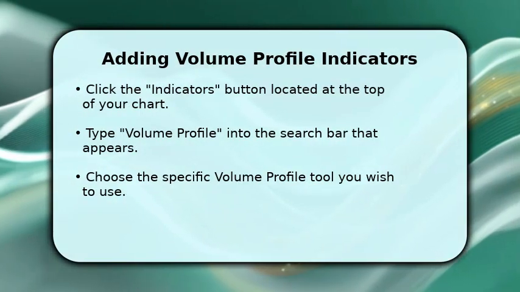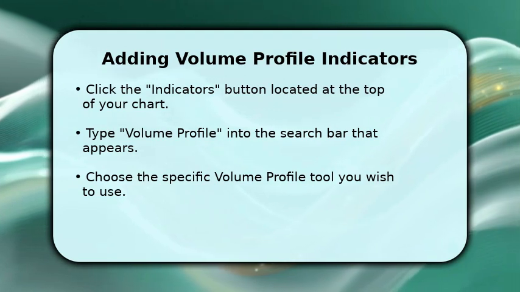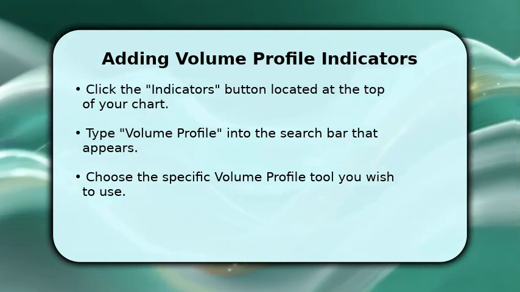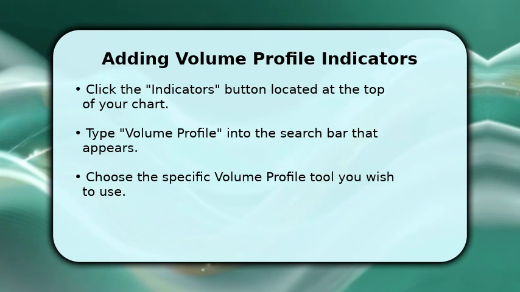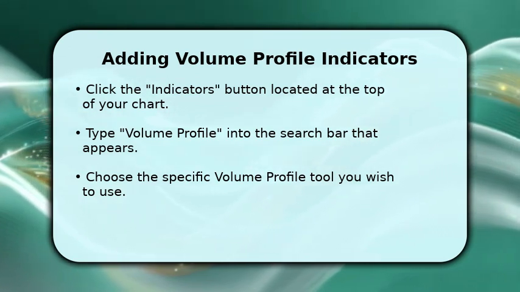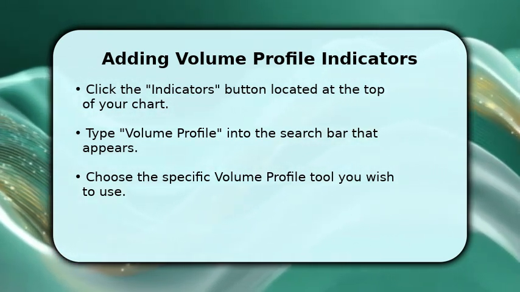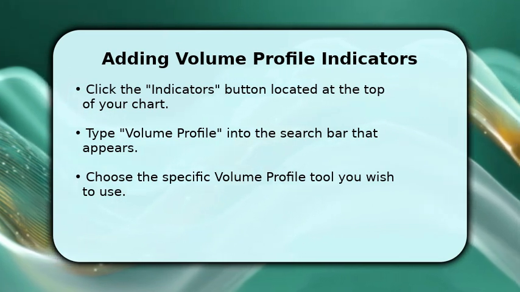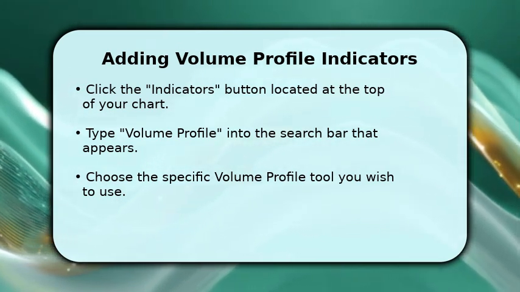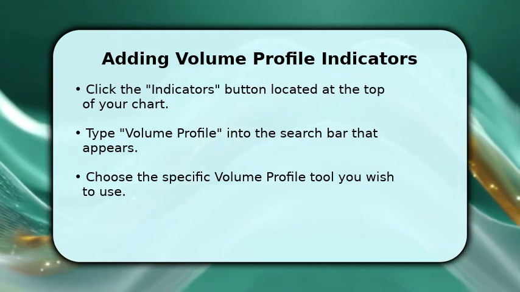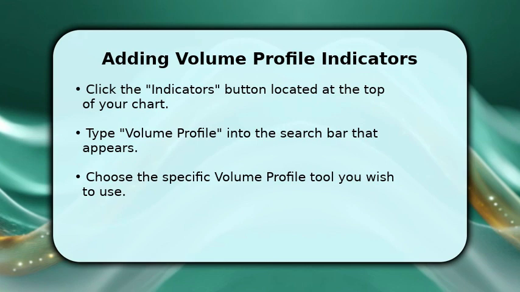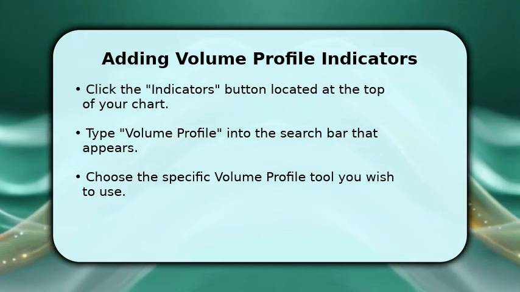To add a volume profile indicator, simply navigate to the top of your TradingView chart and click on the Indicators button. A search window will pop up. In this search bar, type Volume Profile. You'll see a list of available tools. Select the one that best suits your trading strategy, such as Fixed Range Volume Profile or Visible Range Volume Profile.